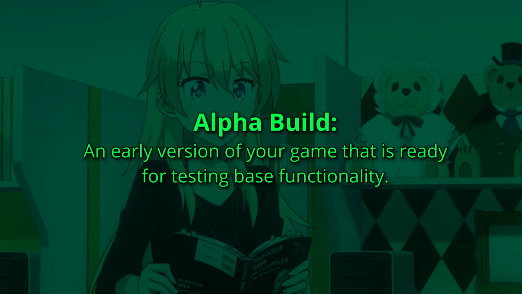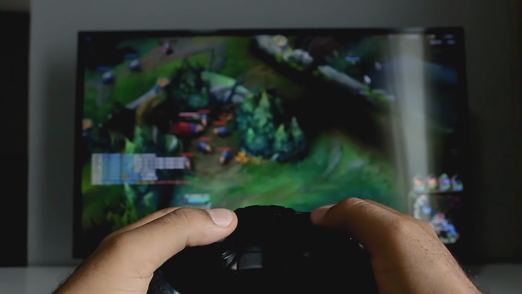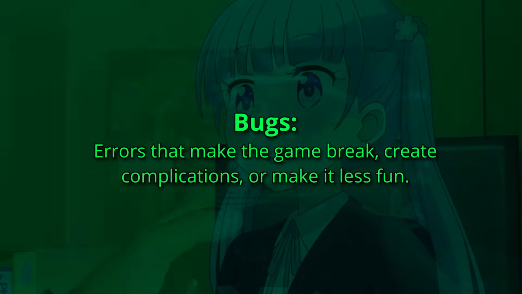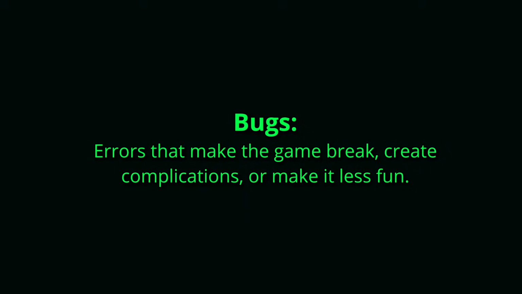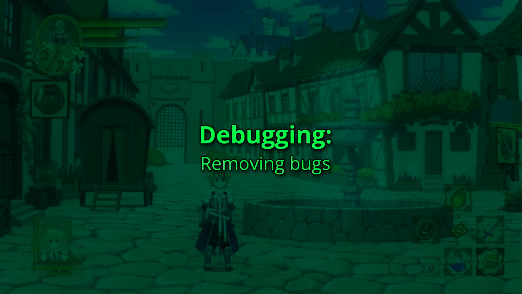An alpha build is a build of the game where you're ready to test the functionality of the base game. So not everything is in the game, but you have the most important systems and you can start testing them for bugs, which are things that make a game break, create complications, or just make it less fun. Removing bugs from your game is called debugging.